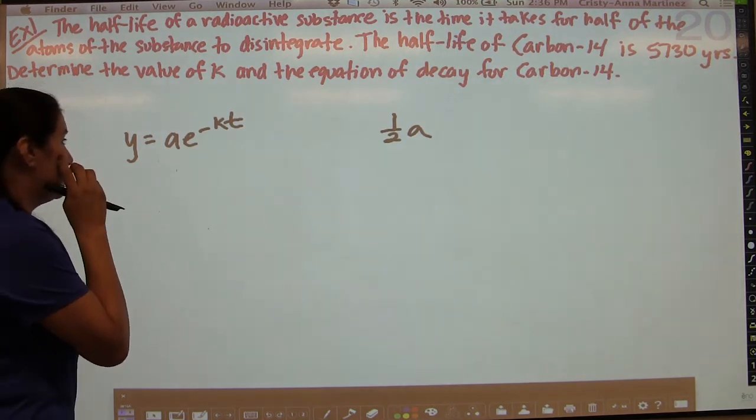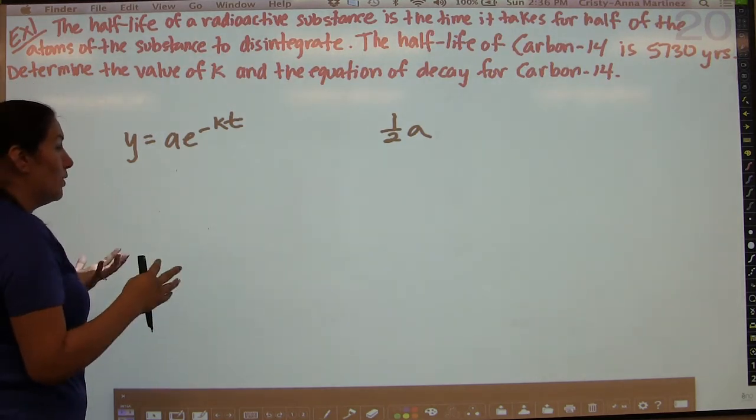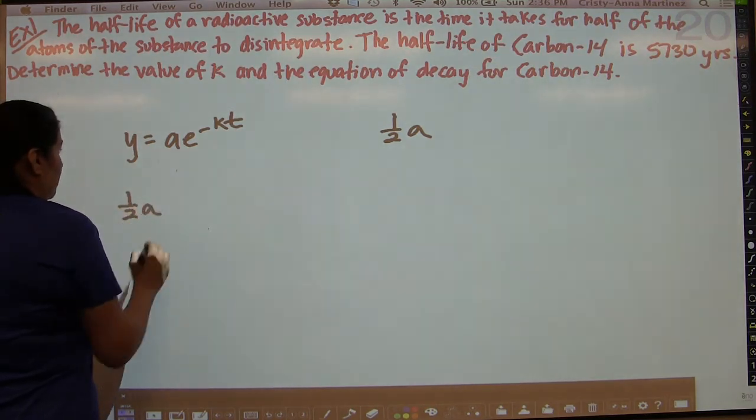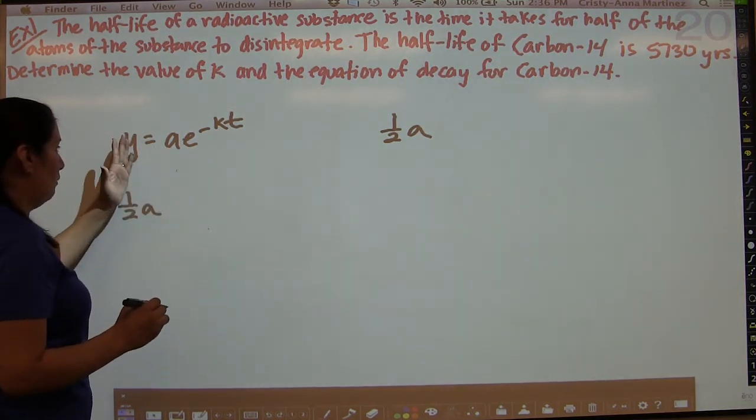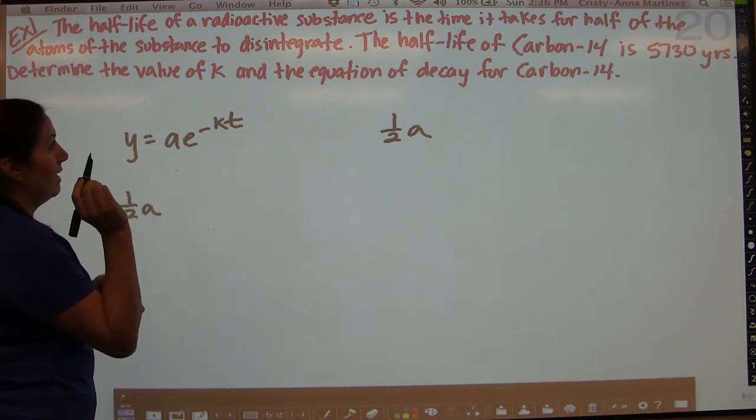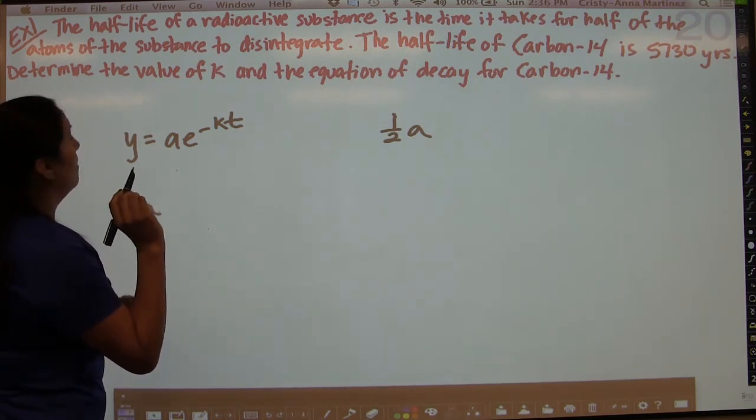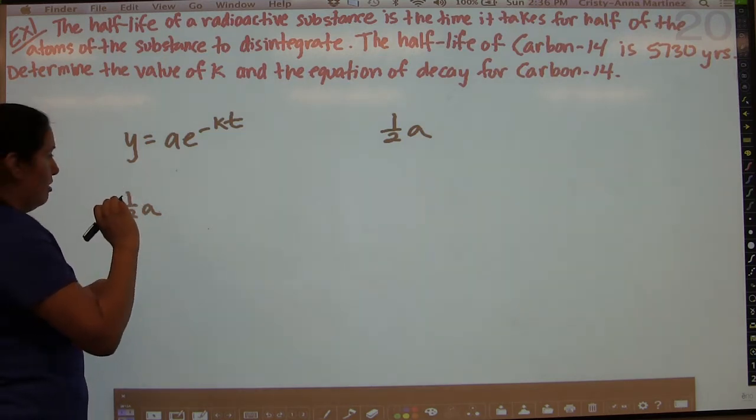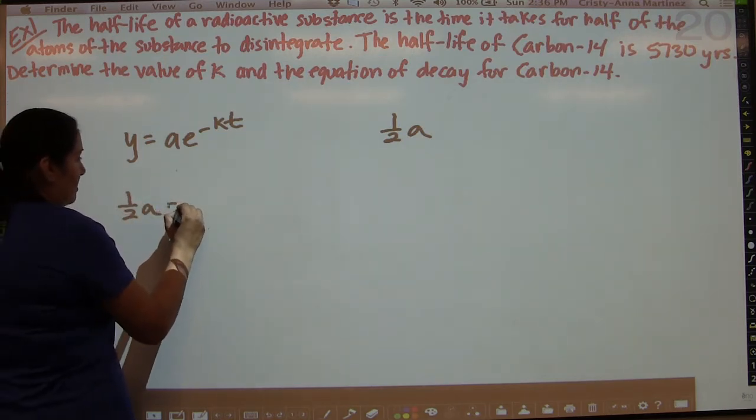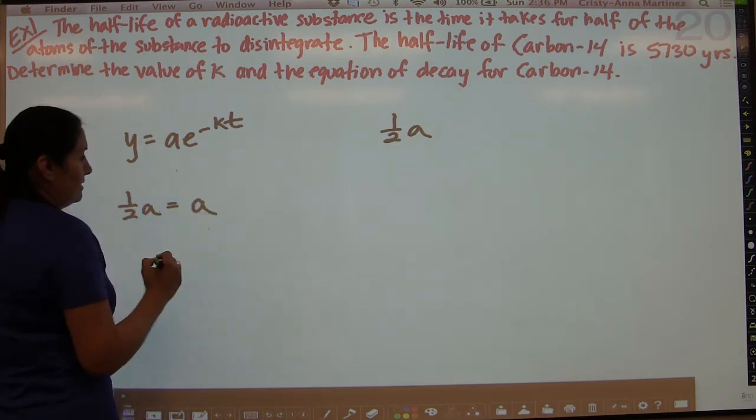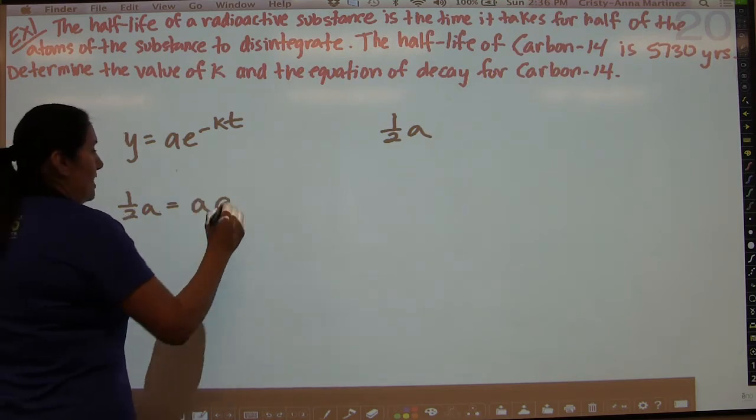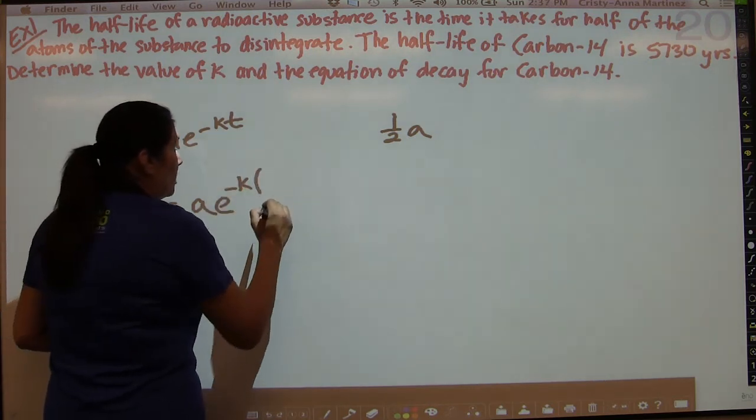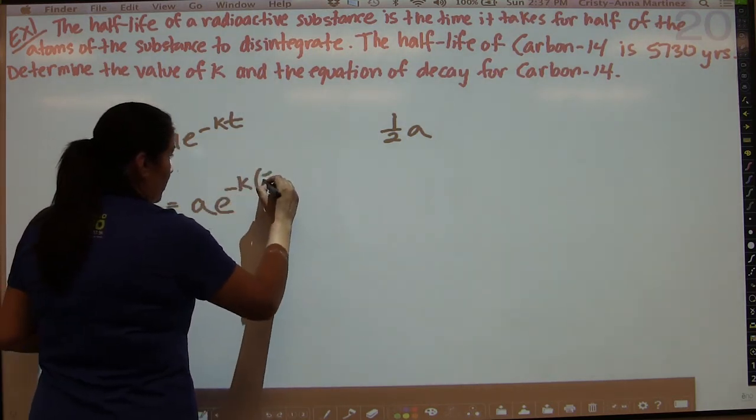So what we can do, instead of replacing it with an actual number, is replace Y with half of A, because at the end they want to know the rate of decay after only half of the substance is there. So we only want half of the substance. This is the original amount of the substance. This is my E. Negative K is what I'm trying to solve for. I'm trying to solve for K. And T, we know, is 5,730 years.